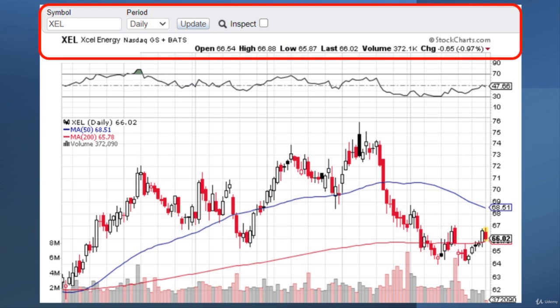And then the period: this is looking at daily prices. So when you look down at the chart, it's going to be daily, and you can see there's a little bit of information about Xcel, what its open price was, what its high was, that kind of stuff. So that's the basics to get it started.